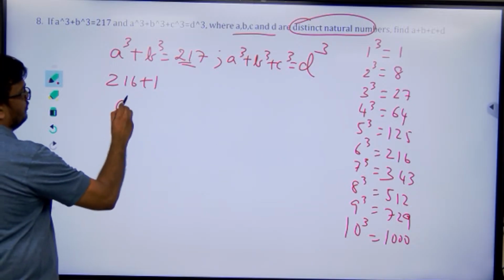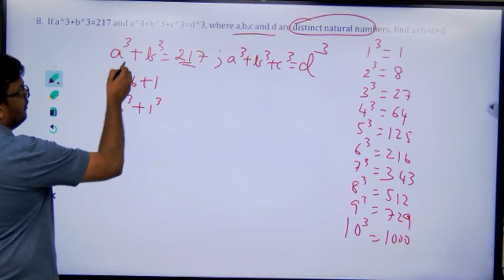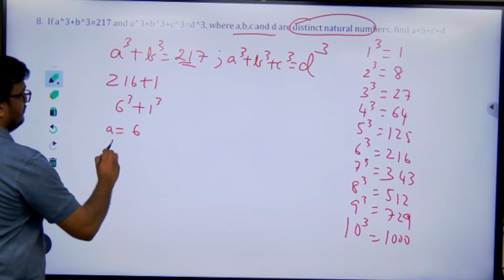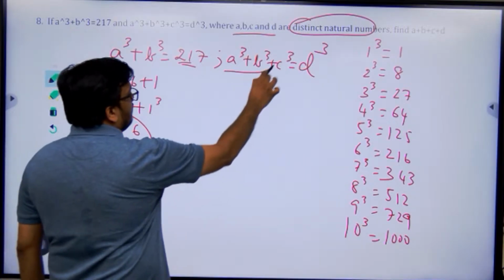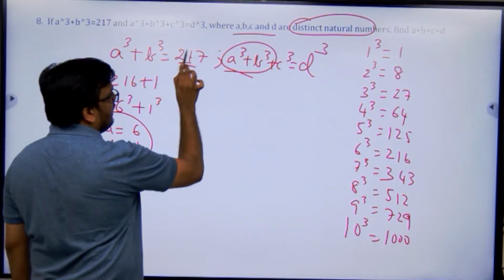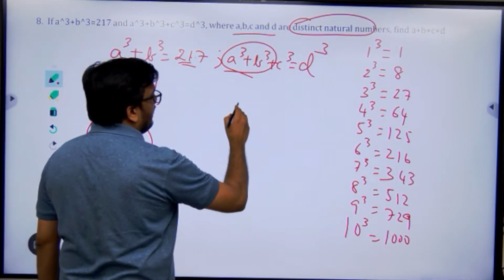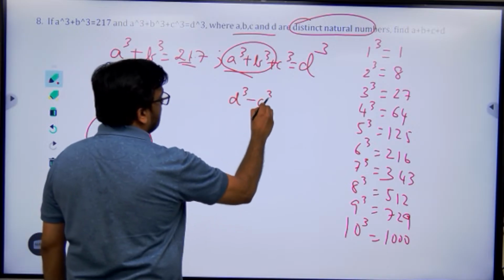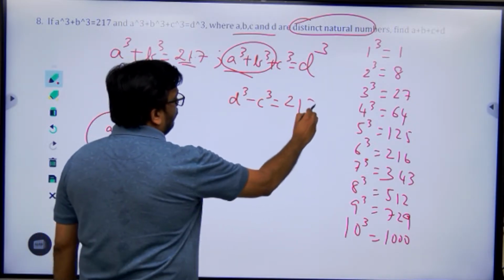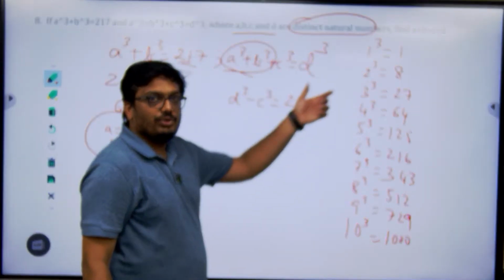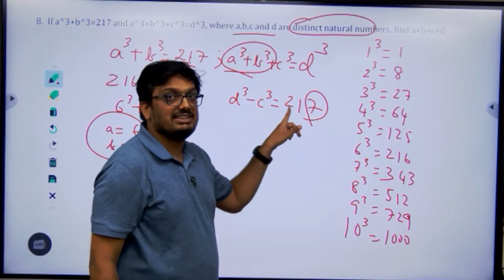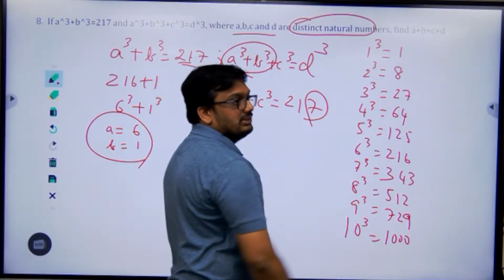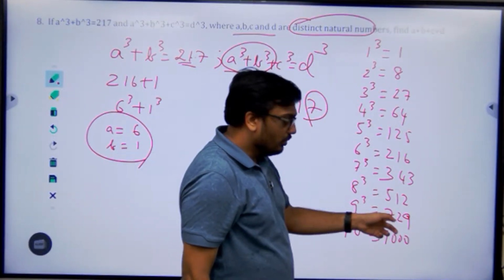216 means 6 cube plus 1 cube, so A value 6, B value 1. And A cube plus B cube, you know, is 217. Bring the C cube there. D cube minus C cube is equal to 217. If you know cube numbers, it is easy. Just observe the unit digit. It is 7. See these numbers. 217 is big, right? Go with big numbers.